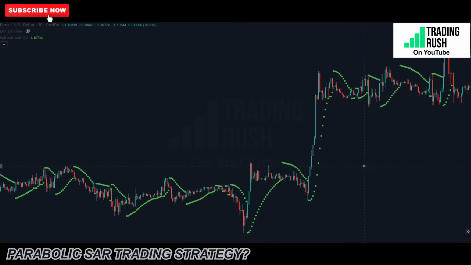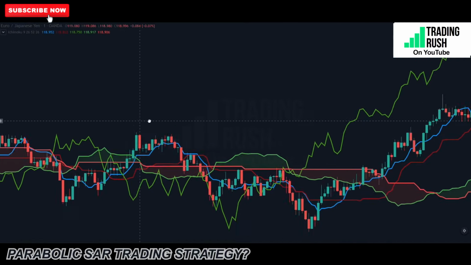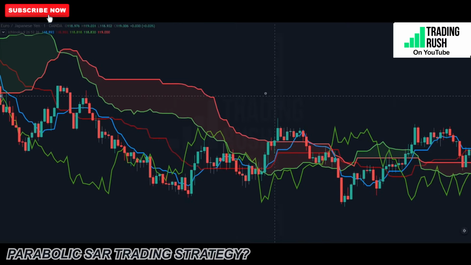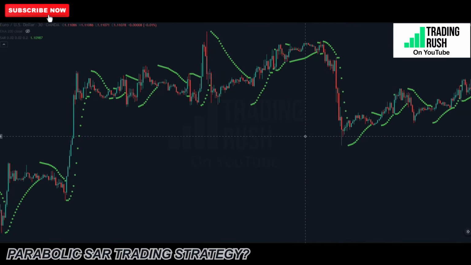This is one of those rare indicators like Ichimoku Cloud that tries to show different kinds of information on its own. Parabolic SAR indicator is very easy to use and easy to understand.